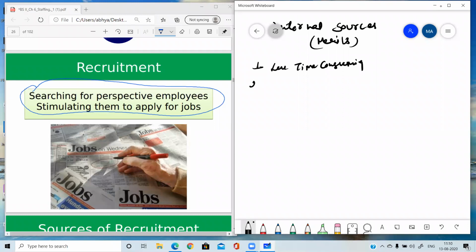Yes, Shubhangi is saying flexible. Why Shubhangi flexible? Could you please explain? Yes, Shubhangi, why flexible? I don't think it's flexible, internal source. So flexible is not the valid point. So next point is economical.